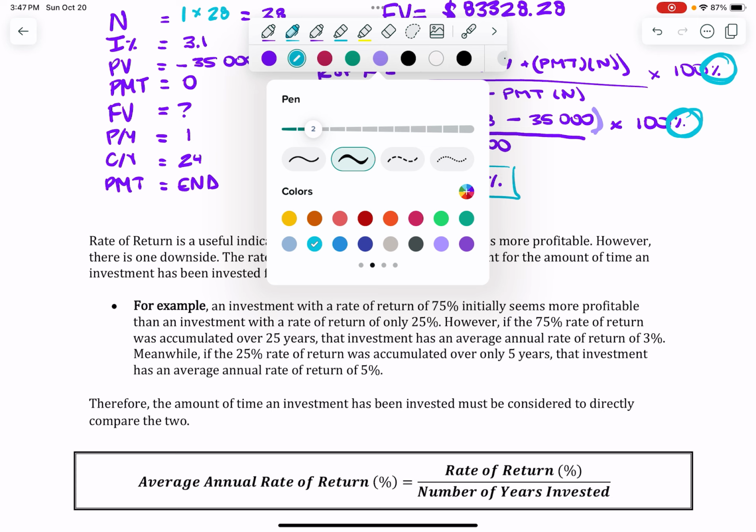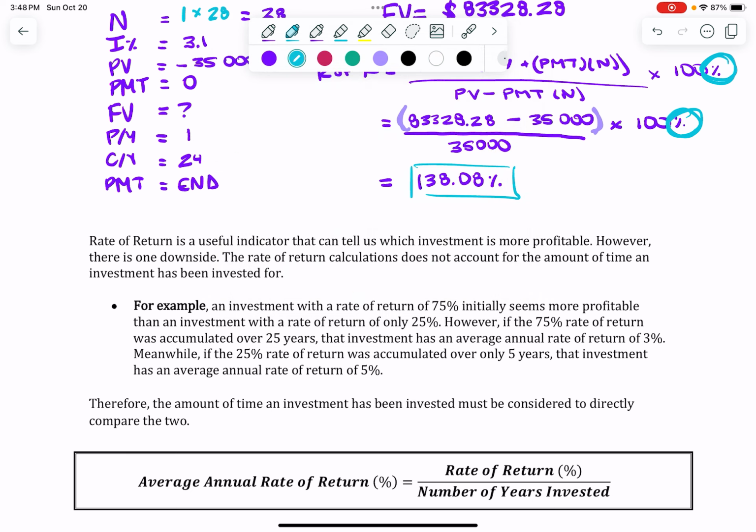But if one has been invested for 6 years and one has been invested for 38 years, again, we're starting at another unfair advantage. Right? The one that's been invested longer has more of a possibility to earn money, to earn more interest. So if I want to truly compare them, I want to make sure I'm comparing them over the same span of time. So we can't just use rate of return. Instead, this is where we introduce average annual rate of return.